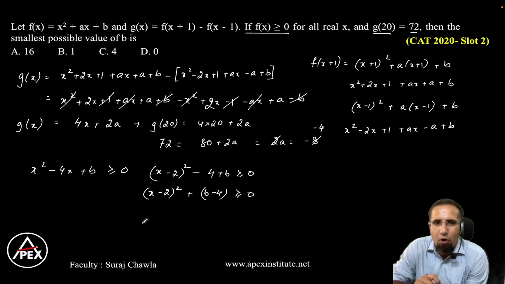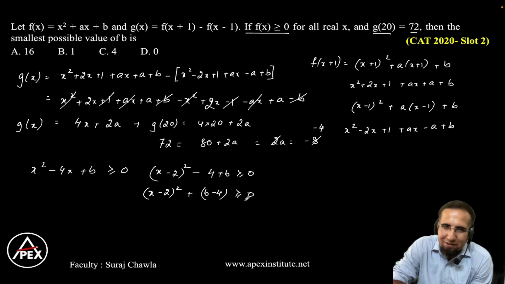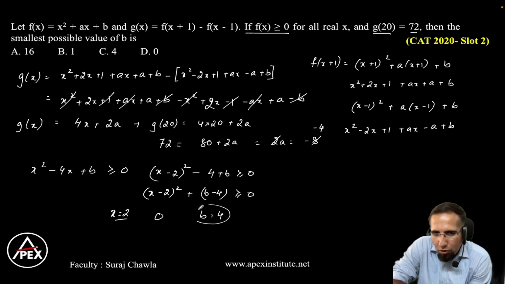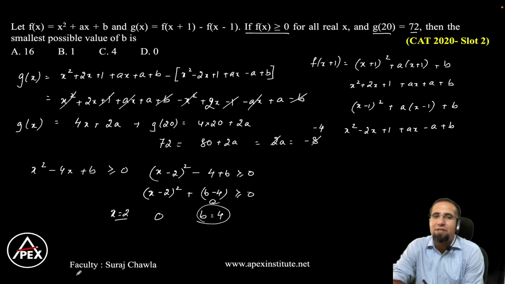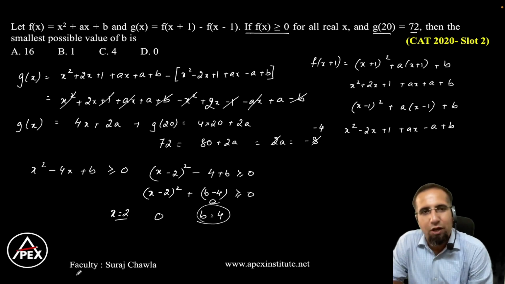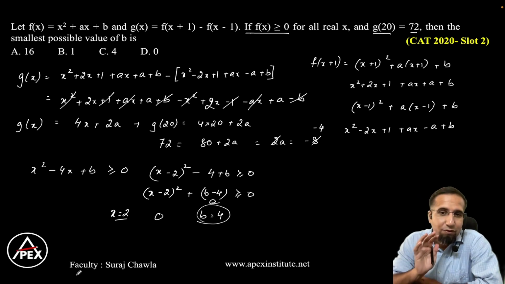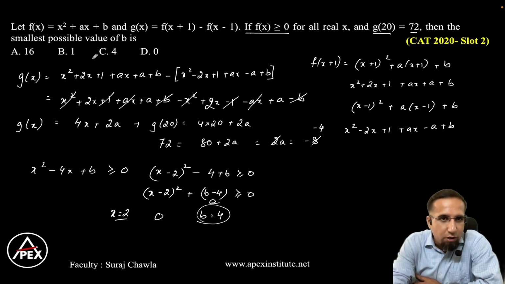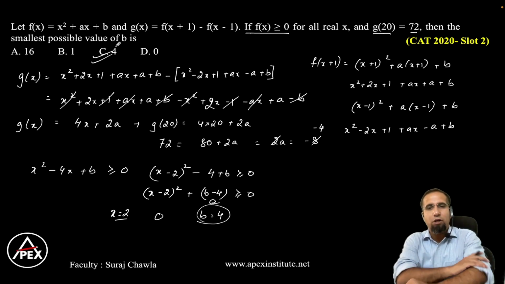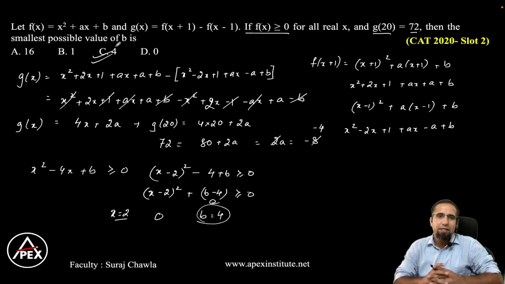And I want the smallest possible value of b. That means, if I take x is equal to 2, this becomes 0, and therefore I will have to take the value of b is equal to 4, then this value also becomes 0, and 0 plus 0 will always be greater than or equal to 0. That is the only way in which I can get the smallest possible value of these two values, right. So therefore the smallest possible value will only be possible when the value of b is equal to 4.